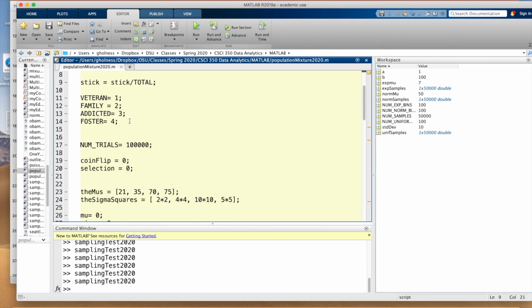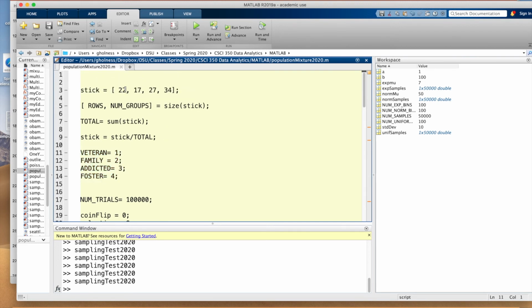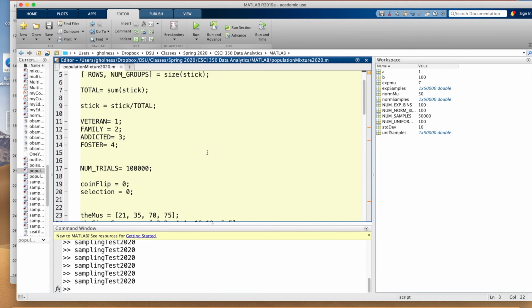Then I define a bunch of categories. Veteran is 1, family is 2, addicted is 3, and foster is 4. This first weight corresponds to the proportion for veterans. The second weight, 17, corresponds to the proportion for families. 27 corresponds to the proportion for addicted. And 34 corresponds to the proportion, 34%, for aged out foster children.